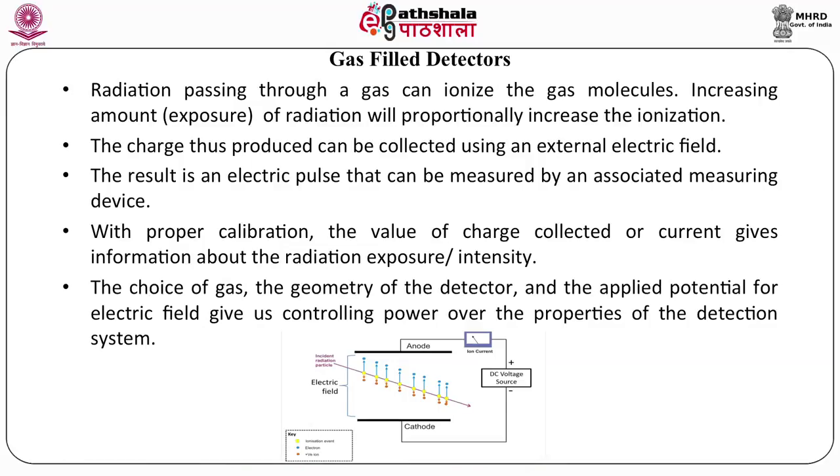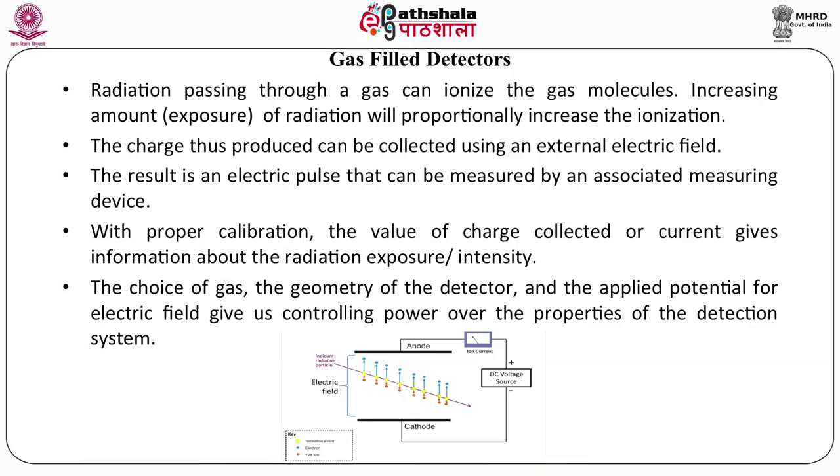Gas-filled detector, how do you design it? If you fill gas in a container, the radiation passing through the gas can ionize the gas molecules. Increasing the amount of radiation will proportionally increase the ionization because this is an ionizing radiation. The charge thus produced due to ionization can be collected using an external electric field. For example, if you have a cylindrical container, you give a positive and negative charge to its outer wall and a central electrode and apply a voltage between them. Whatever the charge, depending on its polarity, it will go to different electrodes. Thus you can collect the charge.